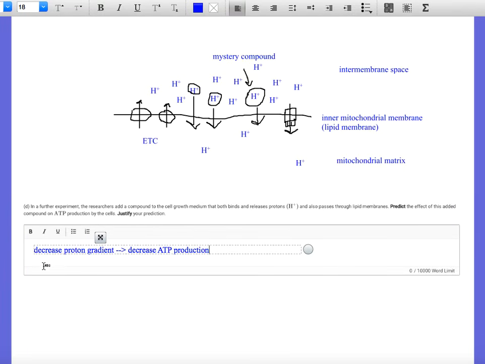And we're going to justify it by saying that it decreases the proton gradient if it picks up hydrogen ions or protons in the inner membrane space and moves them into the mitochondrial matrix without having them pass through ATP synthase.